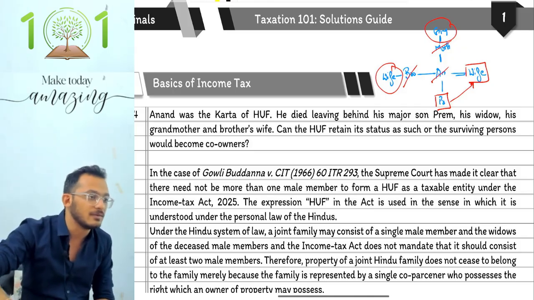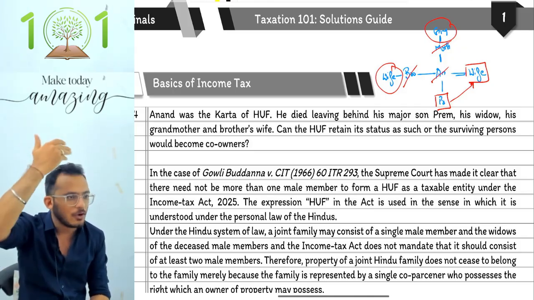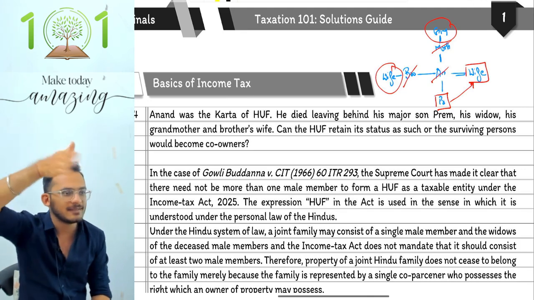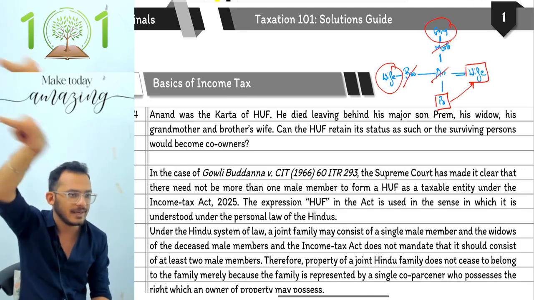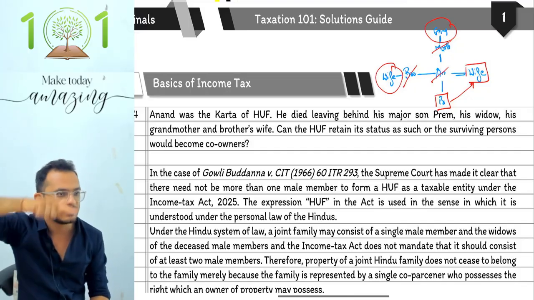Because when a HUF is grown, the ancestors would have created the HUF. They all keep dying, what happens? It keeps passing on. So it goes right down, right down, right down, from wife to son, to wife, to son.